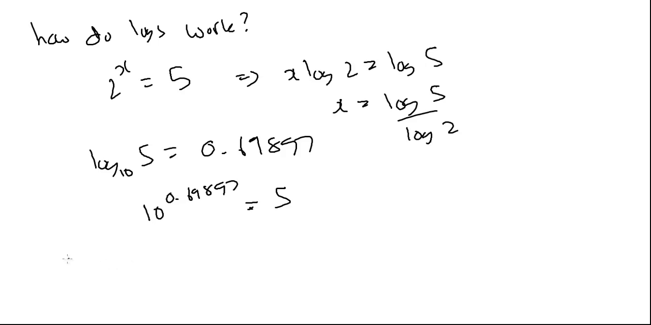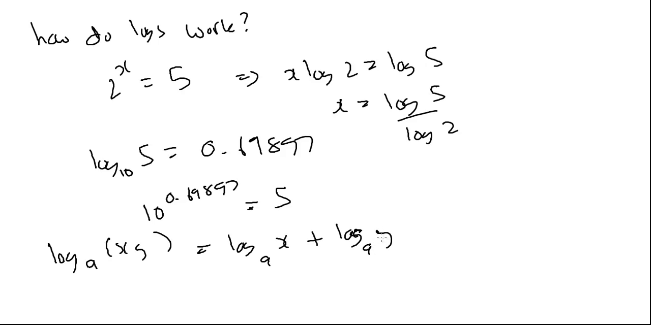So there are 3 types of things. First, log base A of xy is log base A x plus log base A y. So basically, when you log a product, it becomes a sum, which is what happens when you're dealing with powers.